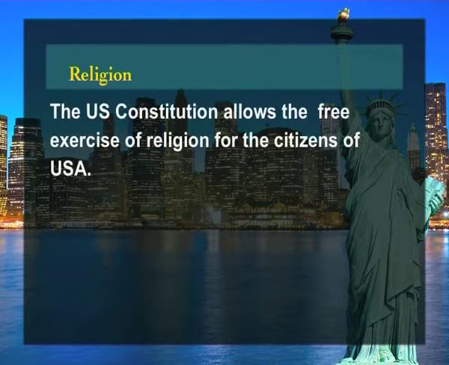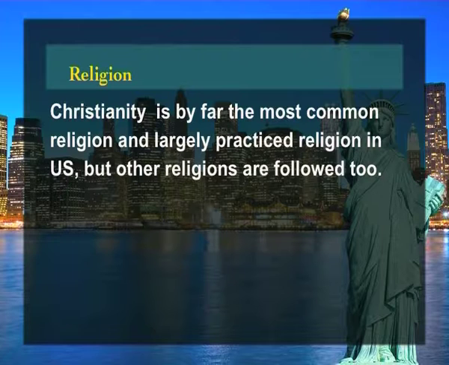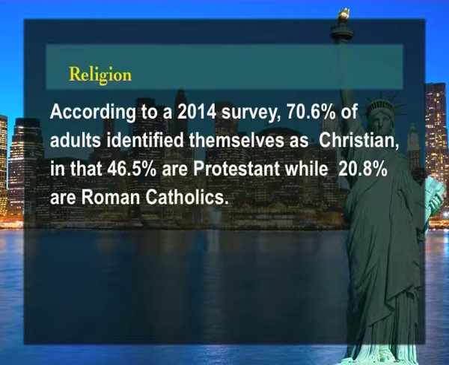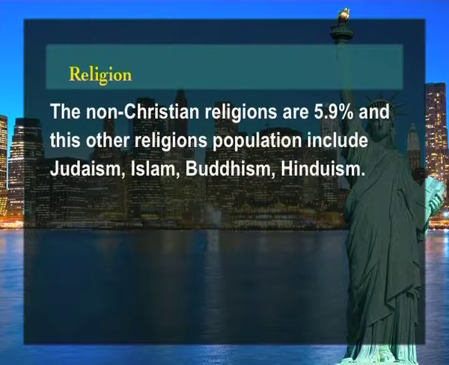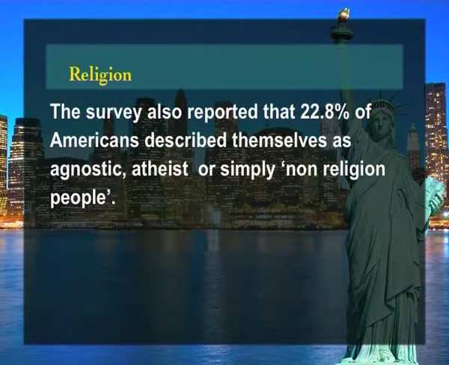Religion. The US Constitution allows the free exercise of religion for the citizens of USA. Christianity is by far the most common and largely practiced religion in the US, but other religions are followed too. According to a 2014 survey, 70.6% of adults identified themselves as Christian, of whom 46.5% are Protestant while 20.8% are Roman Catholic. The non-Christian religions are 5.9%, and these other religions include Judaism, Islam, Buddhism, and Hinduism. The survey also reported that 22.8% of Americans describe themselves as agnostic, atheist, or simply non-religious.